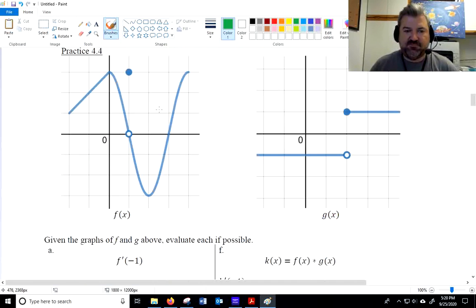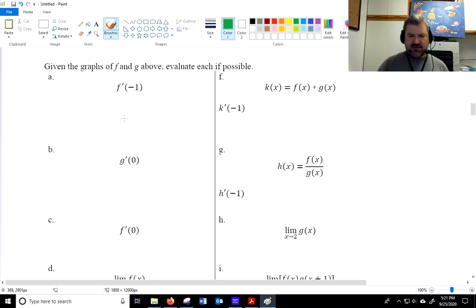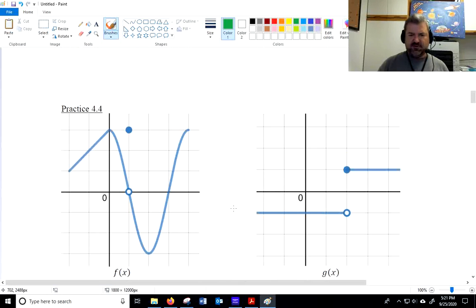All right, let's take a look at another one. Practice 4.4. Got two different graphs, f and g. Given these graphs, I want you to go through and answer each one of these. I think it might be a good idea to do maybe A, B, C, and then unpause the video and we'll check those. Or you can do all of them at once. It's up to you. But I'm going to start going over them as if you've done all of them, but you can take it in chunks.